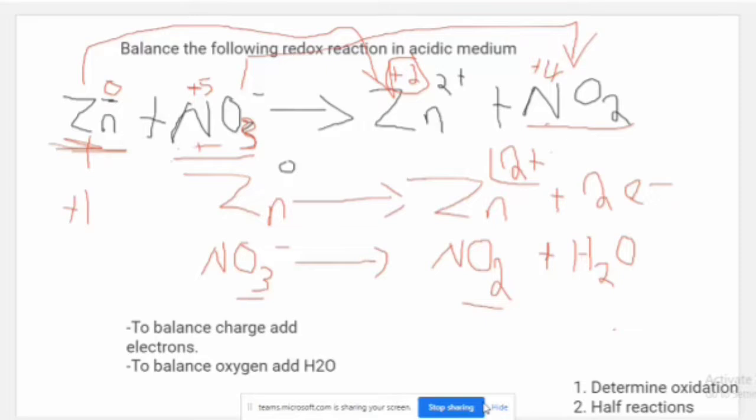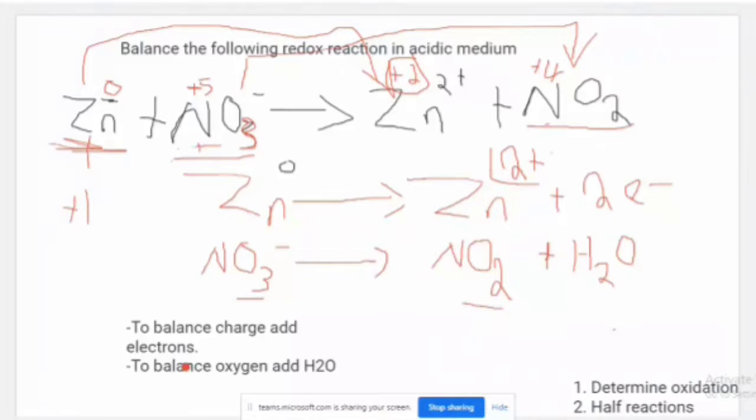Wonderful. So I was saying we're trying to balance the number of atoms. As you can see, nitrogen is balanced because we have 1 atom of nitrogen on the reactant side, then also 1 atom of nitrogen on the product side. So nitrogen is balanced. We don't need to add any coefficients. Then we moved to oxygen. For oxygen, we saw that oxygen had 3 atoms on the reactant side, then 2 atoms on the product side. So this means that oxygen is not balanced.